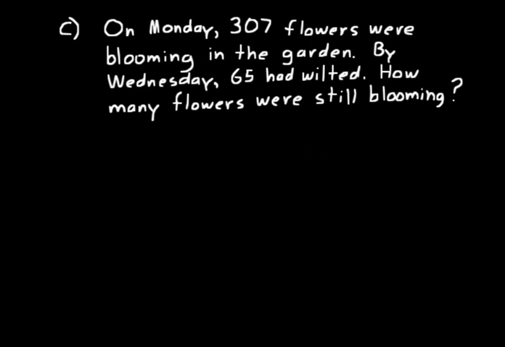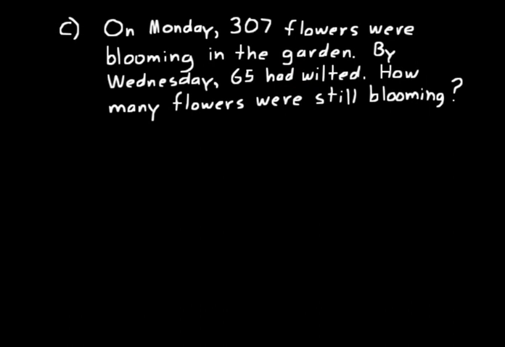Well, let's look for some key words here. Or one thing we can do is just look at the question we're trying to answer. How many flowers were still blooming? If some were still blooming, that means that some must have gone away, right? So this must be a subtraction kind of problem. Some went away. And it doesn't say the words "some went away" in here, but had wilted. If something wilts, it goes away, right? That's one way to think about it. So that helps us think about subtraction.